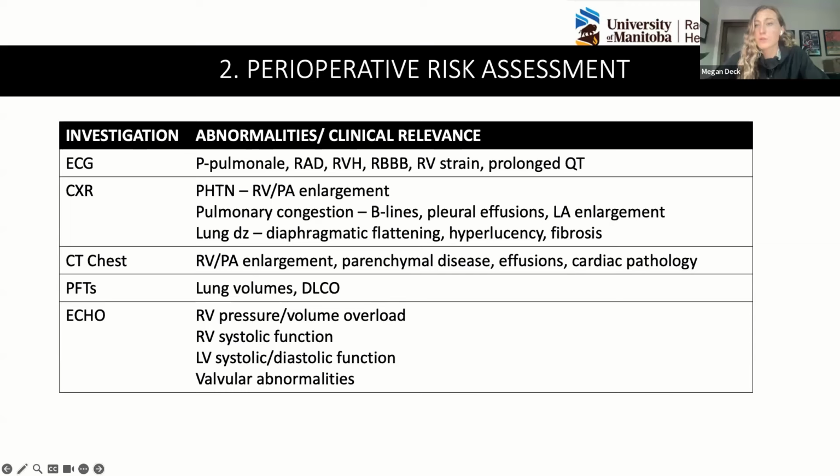PFTs are also useful to elucidate the etiology of the pulmonary hypertension. And of note, a reduced DLCO, less than 32%, may signify advanced disease and warrant further examination of RV function.